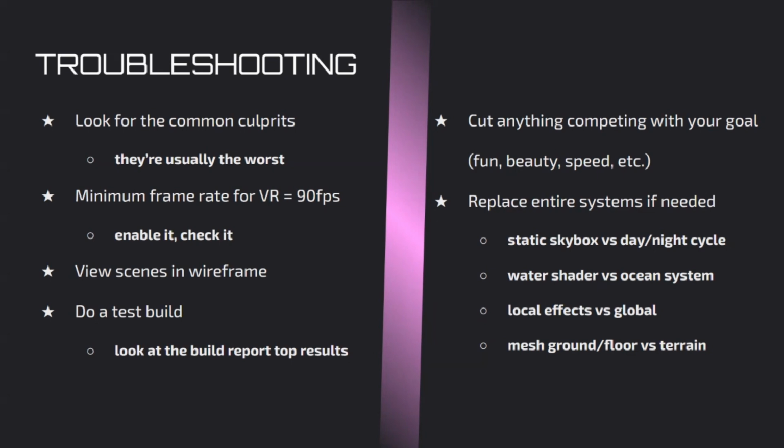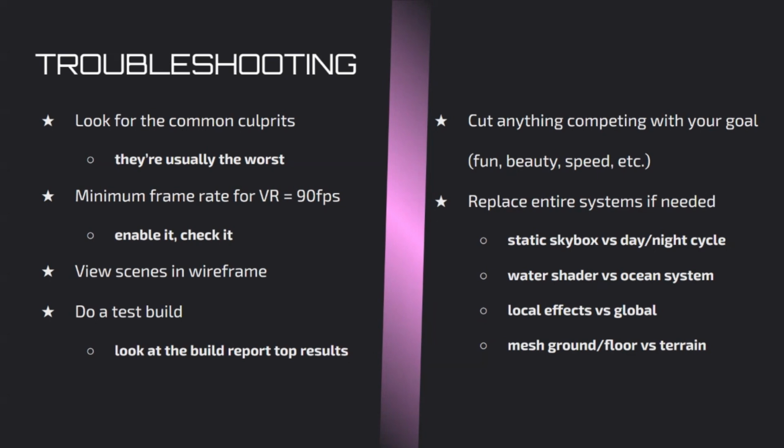Another thing you can do is replace entire systems if needed. This I think it should be in strategy. I don't know, I formatted the title or the slide weird. But so like you try using a static skybox instead of something that has a day and night cycle, or use a simple water shader versus an entire ocean system. Ocean systems have infinite water and they're a bit more expensive. Consider making your effects local versus global. So like volumetric clouds, or I mean, you're not going to be using those in VR. I'm trying, but I haven't gotten them to work yet.